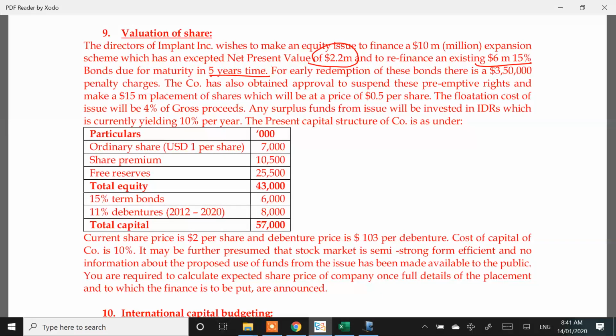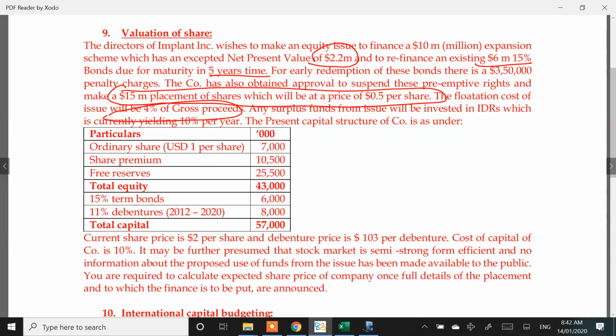The company has also obtained approval to suspend the rights and make a 15 million placement of shares. What they are going to do with this 15 million is use 10 million for expansion. They want to refinance an existing 6 million loan. Some existing profits or cash flows could be there, but they are going to use the 15 million to fund this. There is a cost associated with this, 4% of gross proceeds.